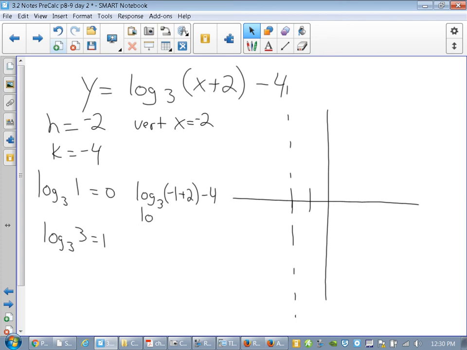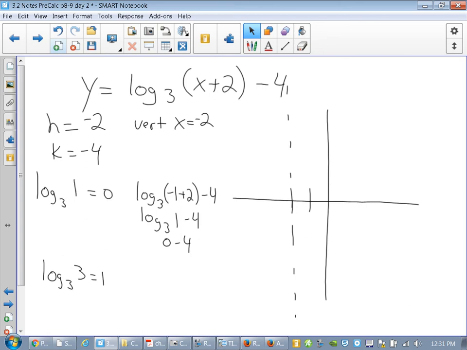So if I use -1, I get log base 3 of 1, subtract 4. So this becomes 0 minus 4, which is -4. Very good. So I know that that ordered pair then becomes -1, -4. What? Yeah. Back up. Where did you get, okay, so 1 minus 4? It's not 1 minus 4.